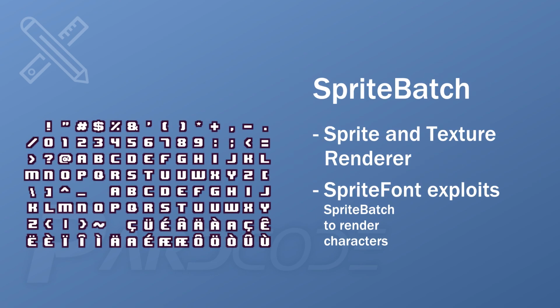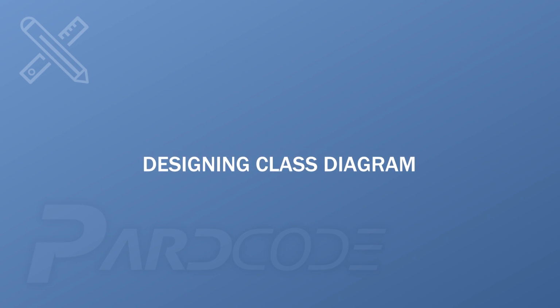Last but not least, in order to effectively render these glyphs on the screen, we have to use the SpriteBatch class. SpriteBatch, as the name suggests, allows easily rendering sprites and textures on the screen. In particular, SpriteFont exploits SpriteBatch in order to render specific glyphs and characters based on the bitmap font. That said, let's dive into the design of our class diagram.